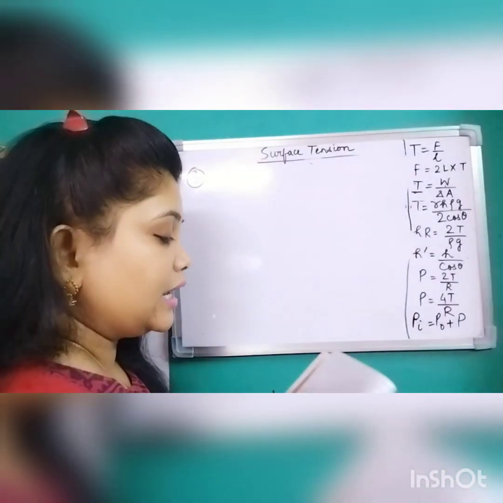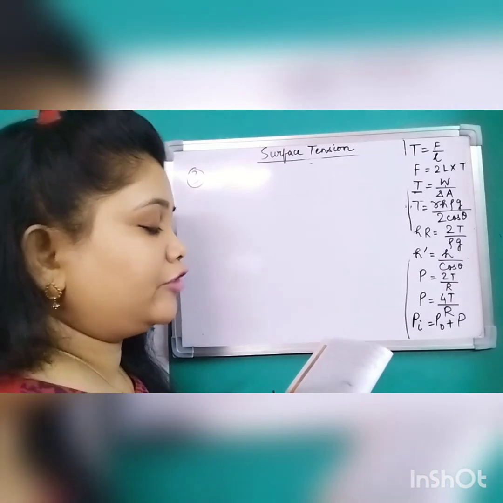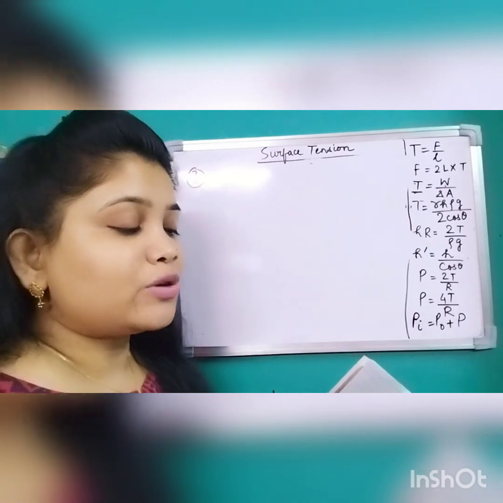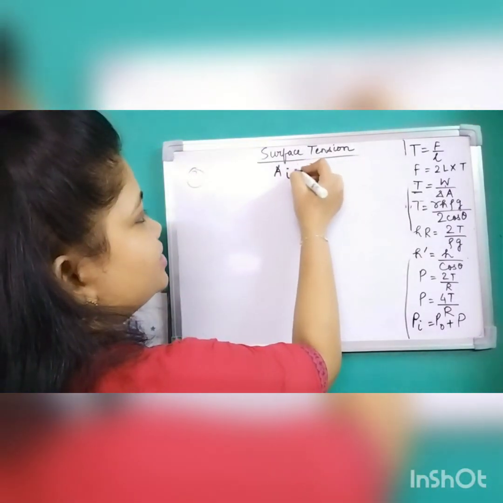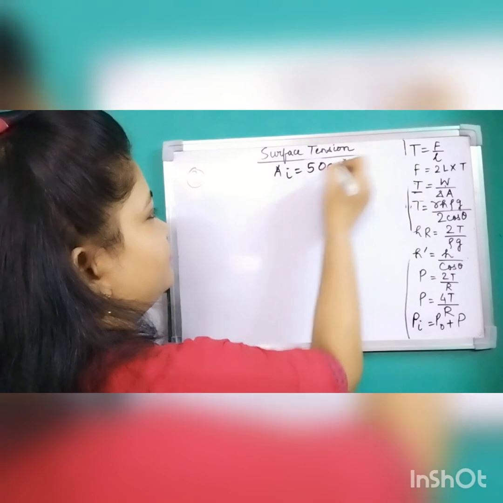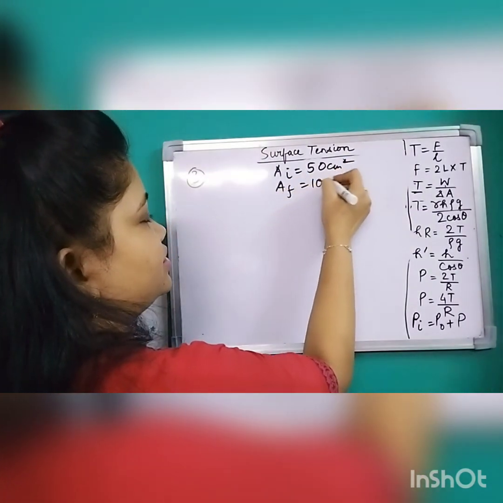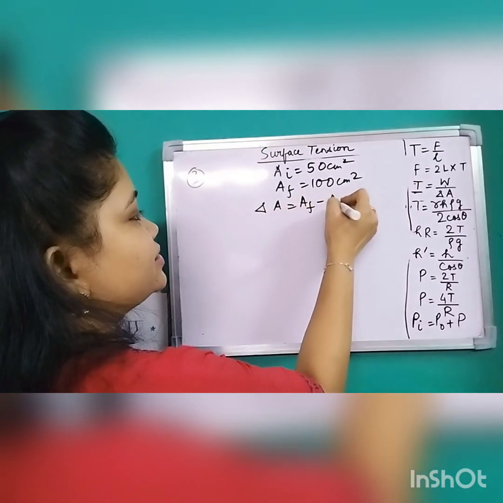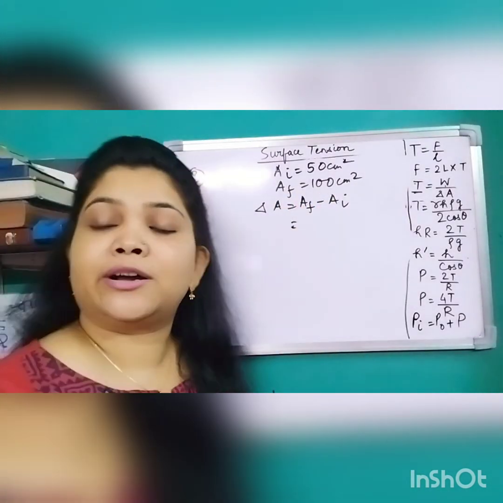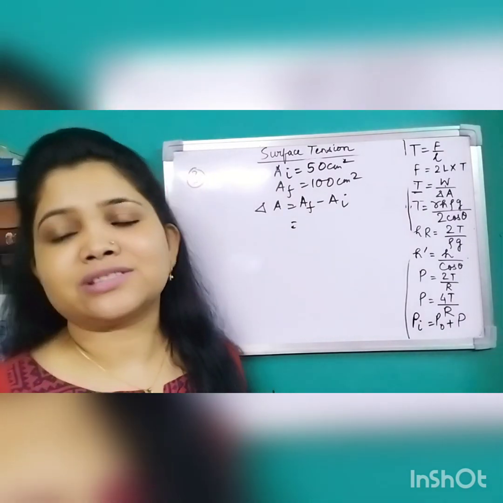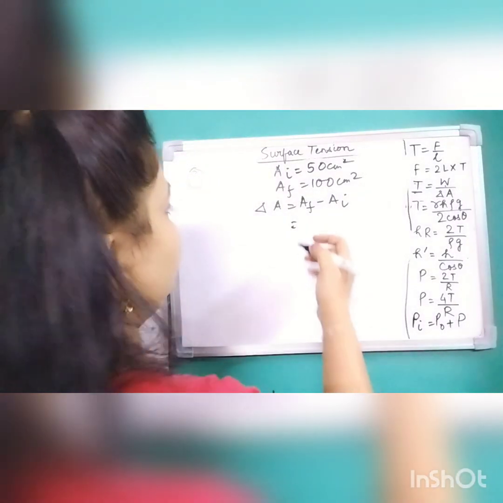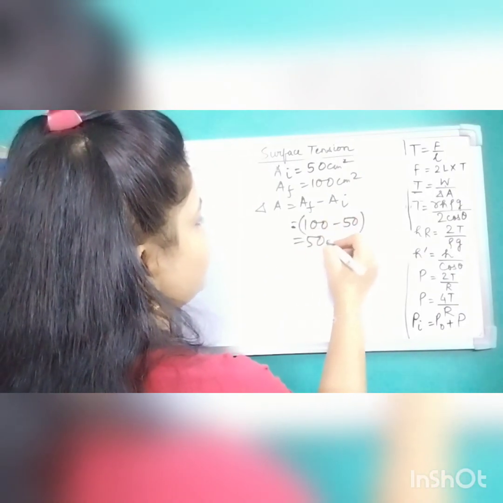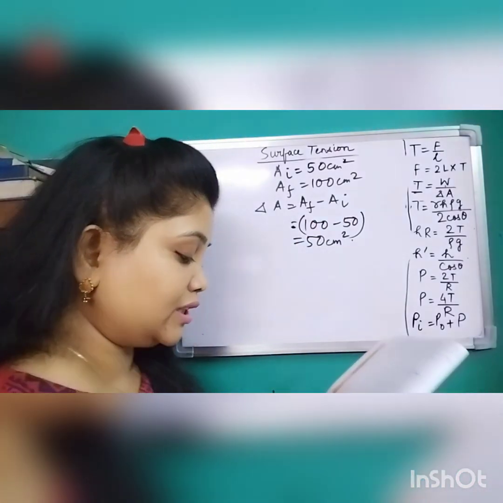Number 3. In increasing the area of a film of soap solution from 50 centimeter square to 100 centimeter square, that means the initial area is given as 50 centimeter square and the final area is given as 100 centimeter square. So, what will be delta A? It is nothing but final area minus initial area, because change of anything means final minus the initial. So it is 100 minus 50, that is 50 centimeter square.